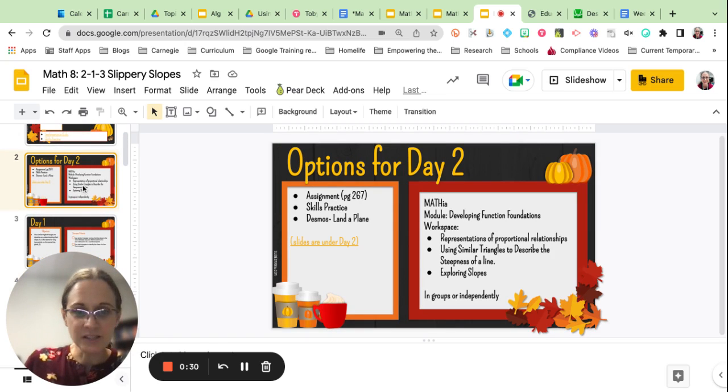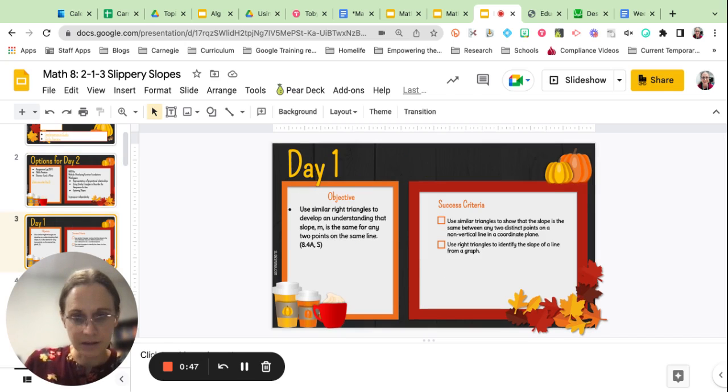On the very first slide here, or the second slide rather, you will see some options for day two. Day two in Carnegie is a little bit different, and we wanted to suggest some alternative practice activities, and you can see those here. They are also linked if you click here under day two. All of this is available.